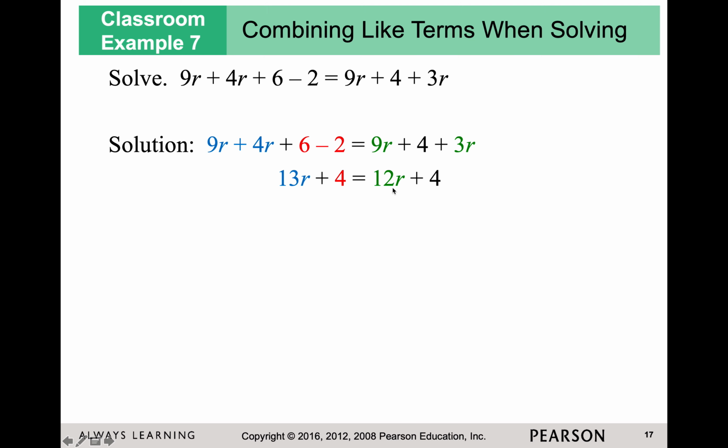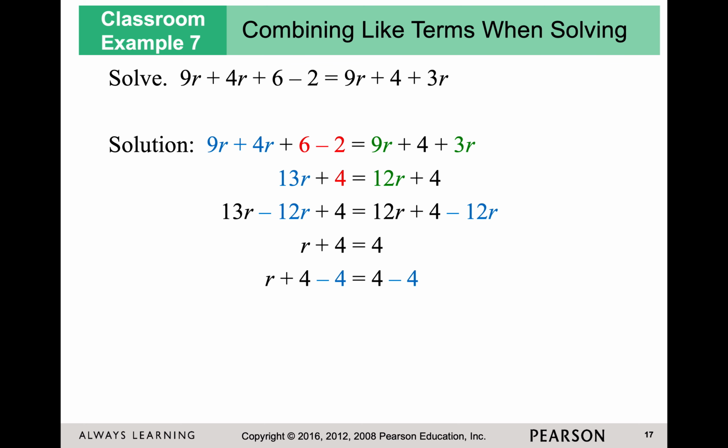Now I have to make the decision, do I want to move 13 to the other side or do I want to move 12? If I subtract 12 from both sides, I'm going to get a positive r, so it's going to be easier. And then I'm going to have r plus 4 equals 4, subtract 4, because that's my inverse operation, from both sides, and I get 0.